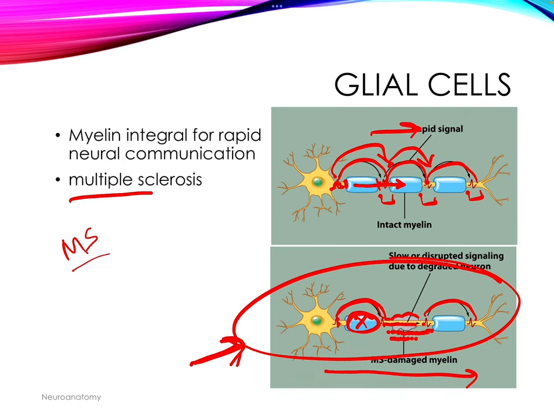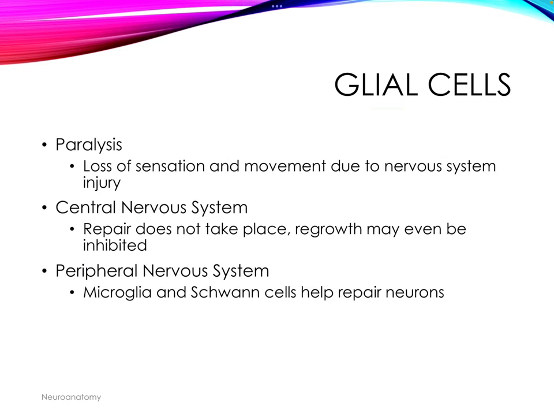Now, one really interesting thing is that we have found that glial cells aren't just passive insulators. They do play an active role in modulating neural activity, but we still don't really know exactly what that modulation does and why. So that's still an area that we're learning a lot about.